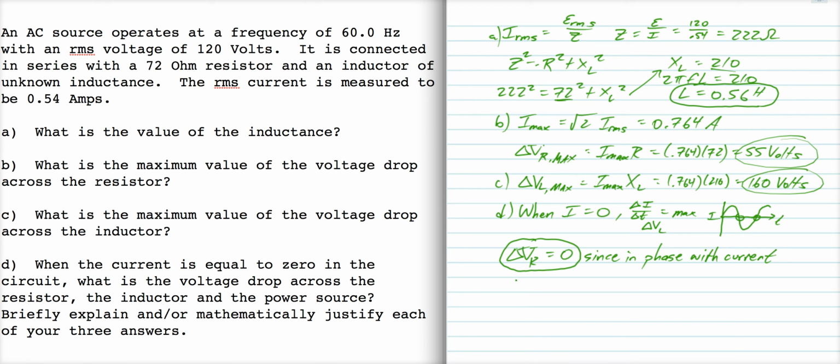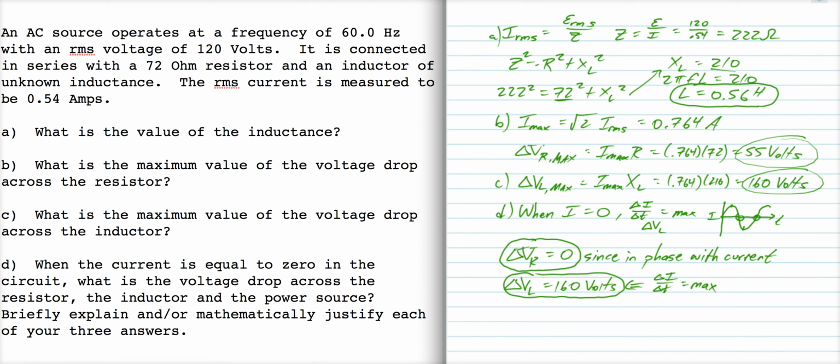Now, delta V_L at that time is equal to 160 volts. Why is that? Well, because as I said, delta I over delta t is maximized, and so the voltage drop across the inductor must be maximized. We say that the inductor is 90 degrees out of phase with the current. So when the current is 0, the inductor is at one of its maximum values on its graph.